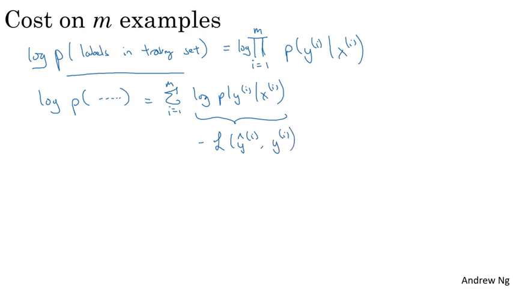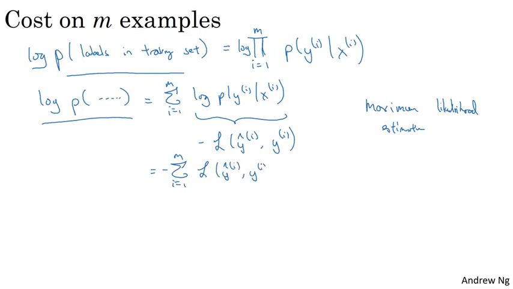And so in statistics, there's a principle called the principle of maximum likelihood estimation, which just means to choose the parameters that maximizes this thing, or in other words, that maximizes negative sum from i equals 1 through m, L of y hat i, y i. And I just moved the negative sign outside the summation. So this justifies the cost we had for logistic regression, which was J of w, b of this.